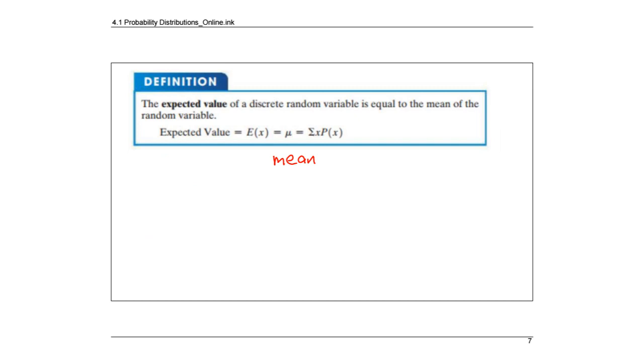Okay, for expected value, that is actually the mean. Okay, so for expected value, sometimes we're going to do these by hand, sometimes we'll let StatCrunch do it. But if you see those words, that just means the mean of the random variable.